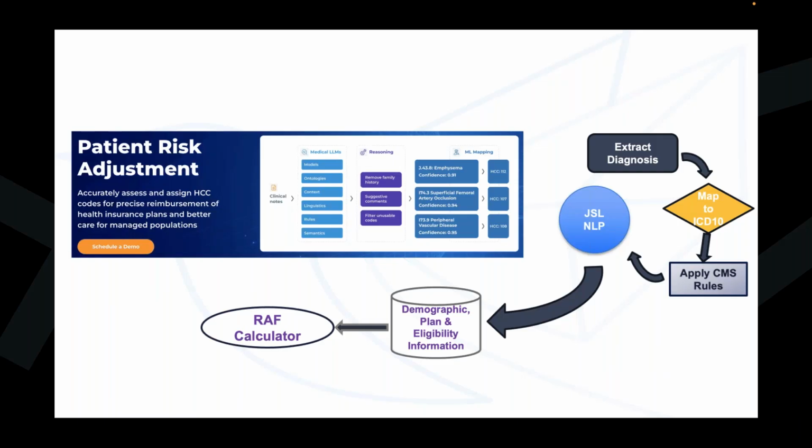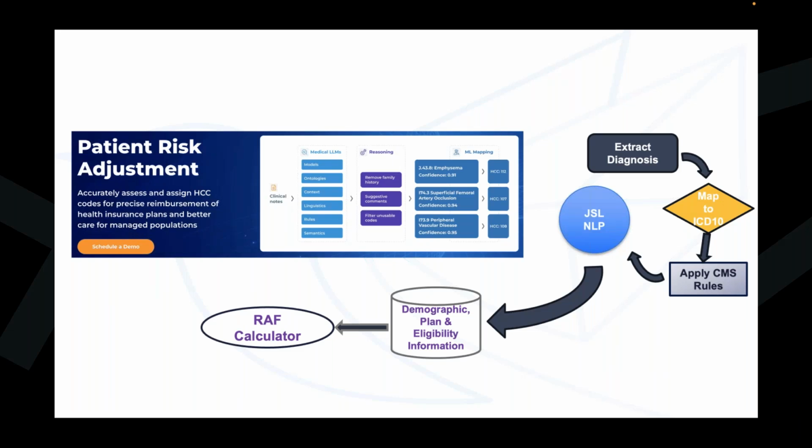CMS rules. Every other organization that is participating in value-based care HCC coding has their own set of rules. Even some payers, private payers, they even have their own rules that they have established over time. So we have to implement those rules. That is the third step.